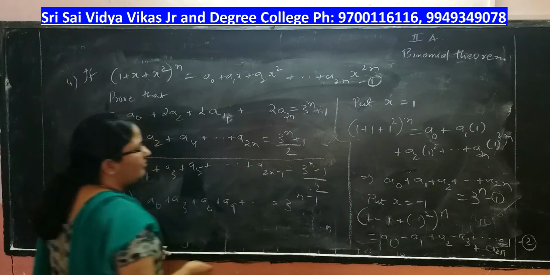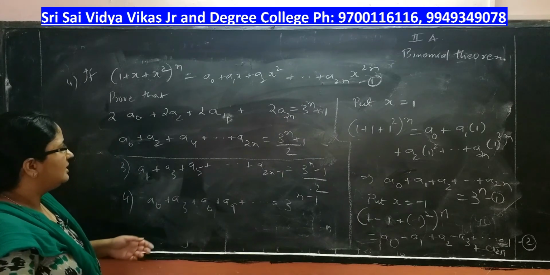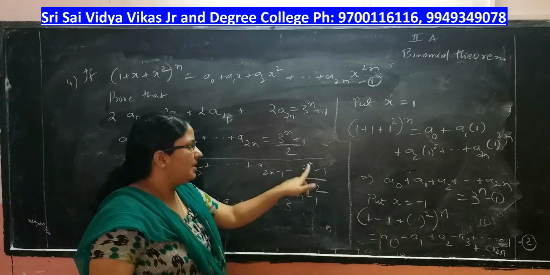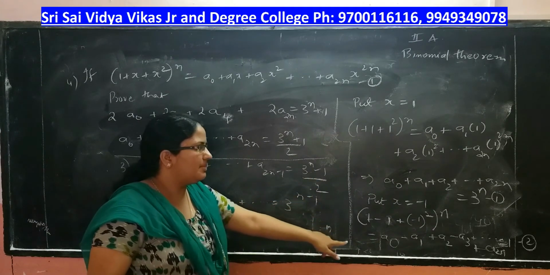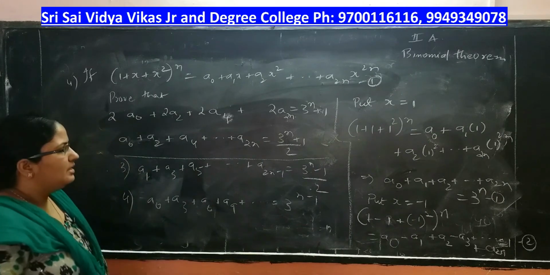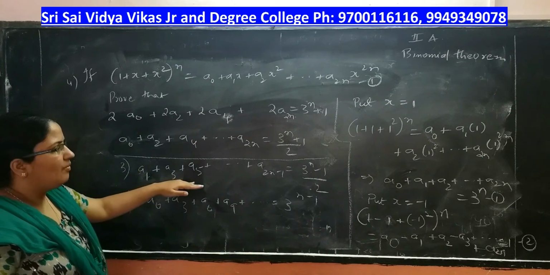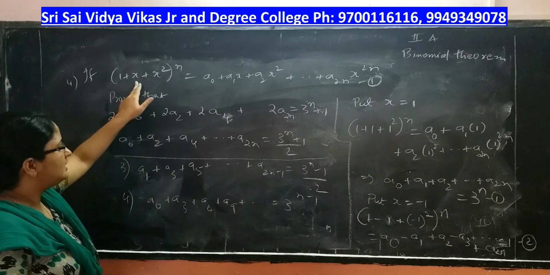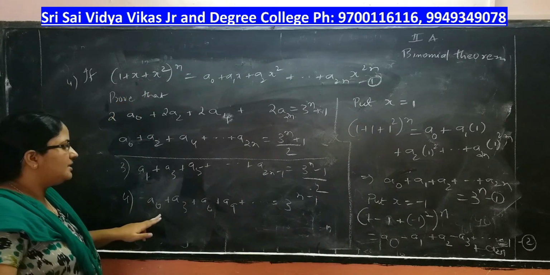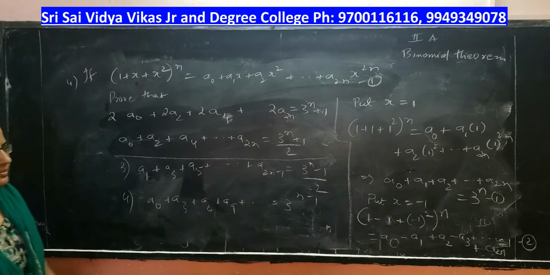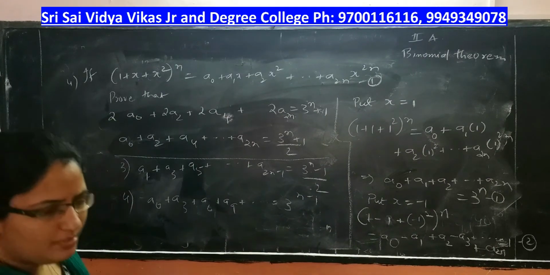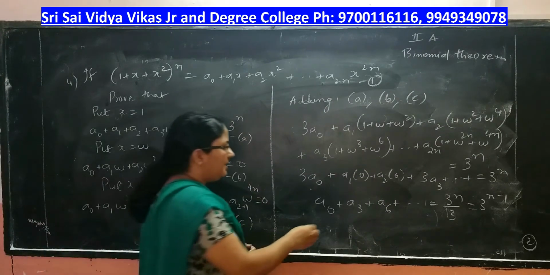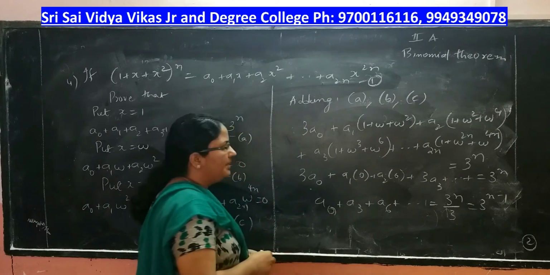The third proof, what you have to do is consider 1 minus 2. You will get this part, (3^n − 1)/2, the second part. So this I leave it to you as homework. For the fourth one, you have to put omega in x place. Put omega in x place, you will get the fourth proof. I will do the fourth proof for you. Last proof, we have to prove that a0 + a3 + a6 and so on is equal to 3^(n−1).